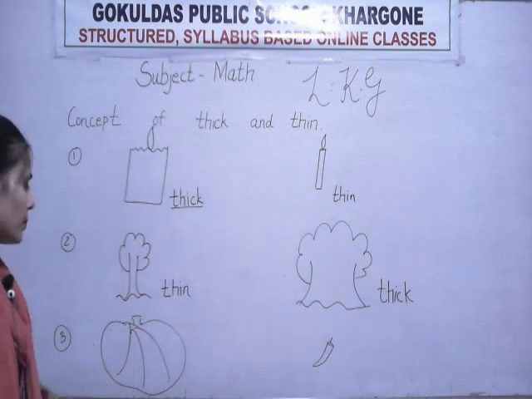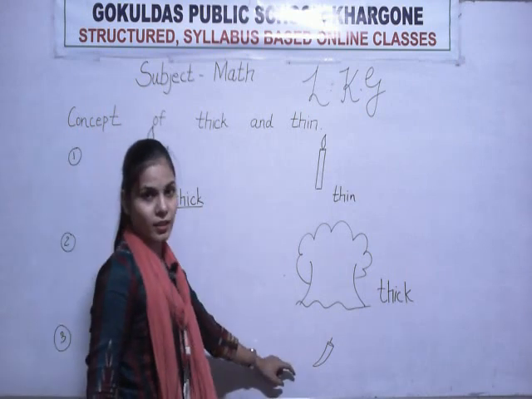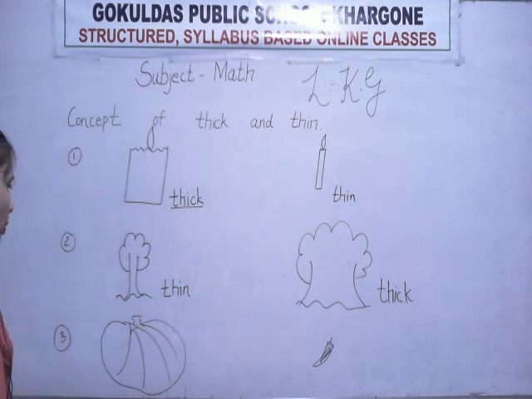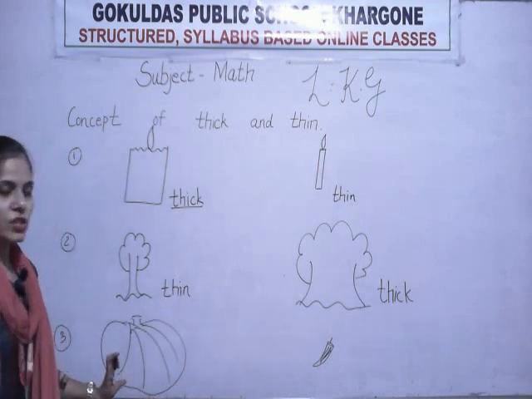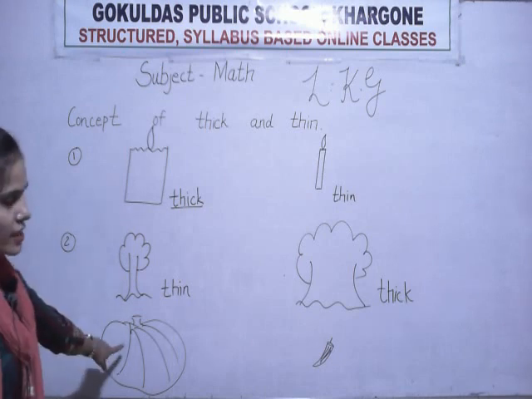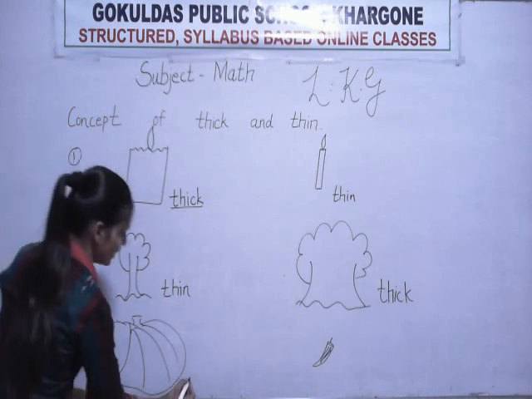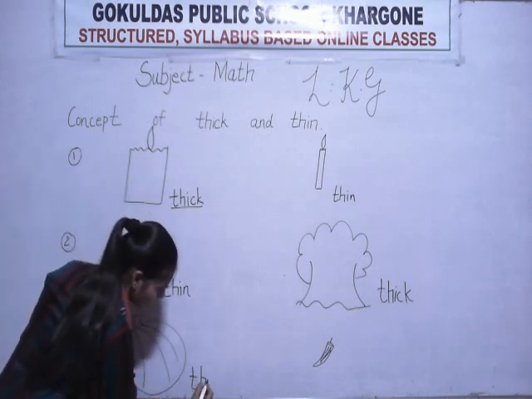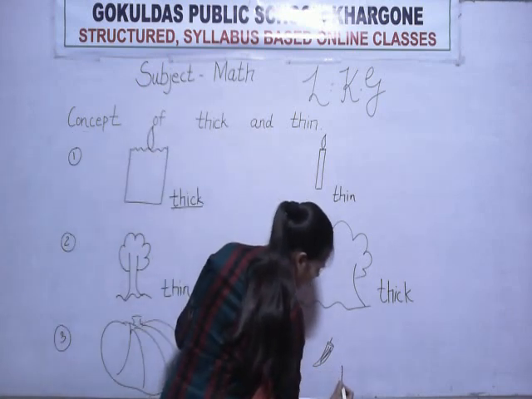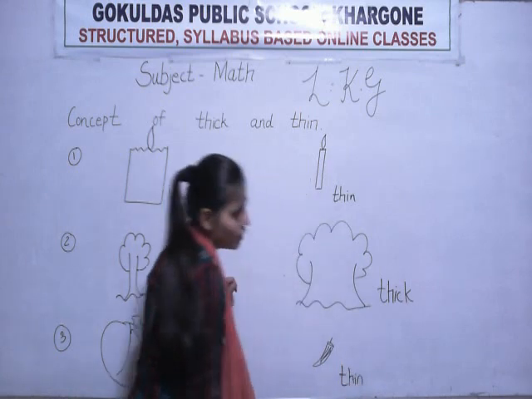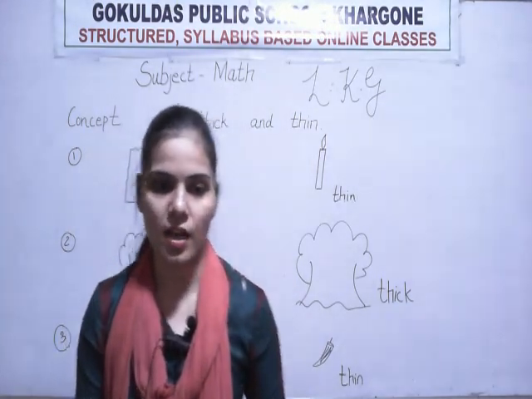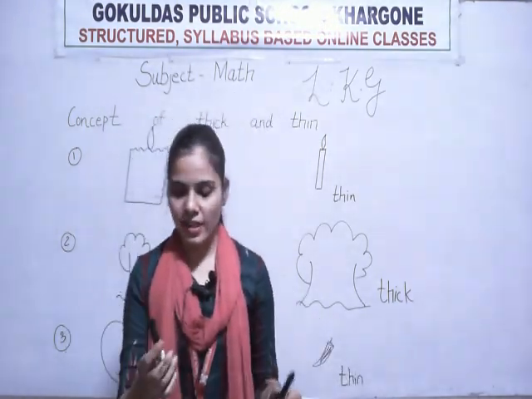Okay, this is the pumpkin and this one is chili. Red, green, any one. Okay, now here which one is the thick one and which one is the thin one? Tell me fast. This one is thick, so here we write thick, and this one is thin, so we write here thin. So you know which one is the thick one and which one is the thin one. I will give you some live examples.